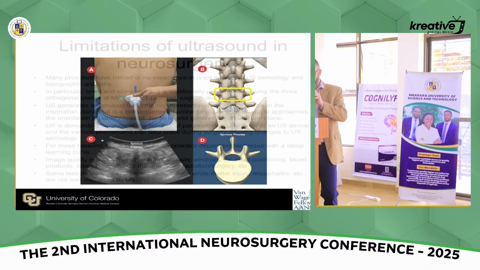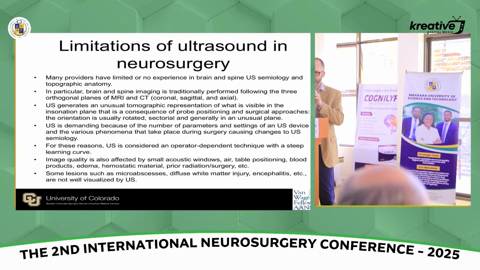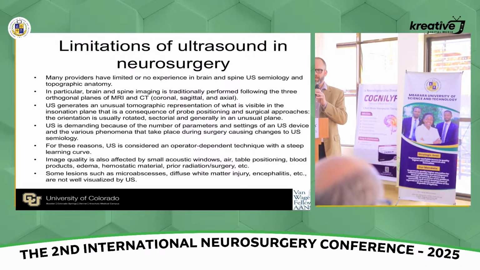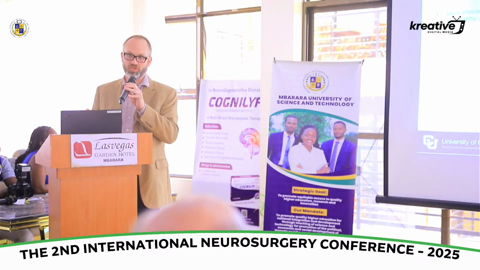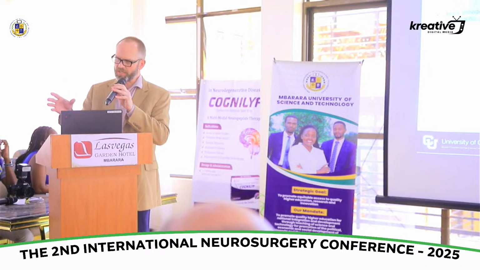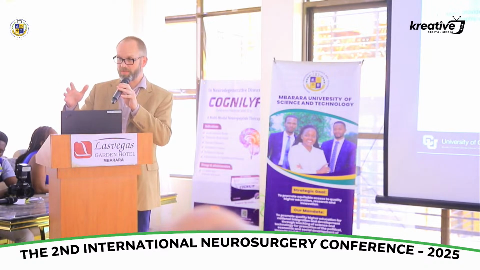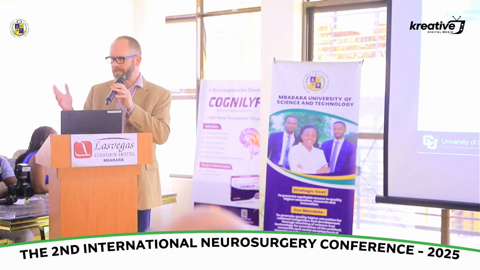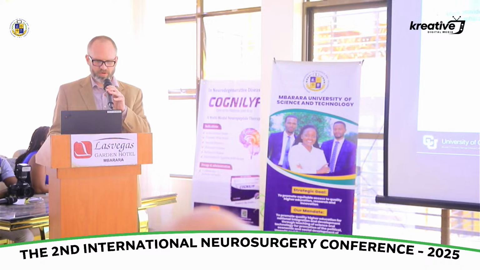Let's talk some about limitations of ultrasound. So I think the first one is many providers have limited or no experience in brain and spine ultrasound imaging and what topographic anatomy looks like, what artifacts look like at surgery, and how things change on ultrasound over the course of an operation. So then you can confuse, remember contusions change, right? Imaging, hemostatic agents, cottonoids, Surgicel, right, can change what things look like on ultrasound, and that can be difficult for interpretation.